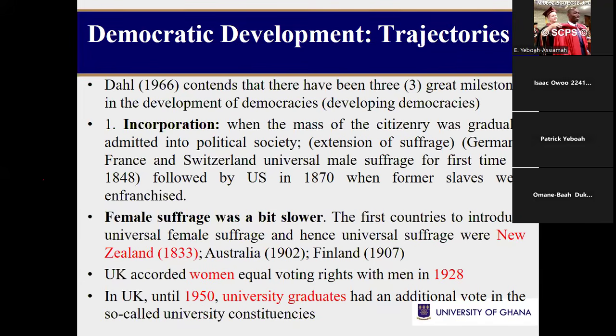Now, according to Robert Dahl, democracies have developed through three great milestones. So let's say that countries like the US have adopted democracy, and by democracy, just elections. In the election, only a few people are taking part, but we take it to be democracy. But with time, this democracy will be developing.